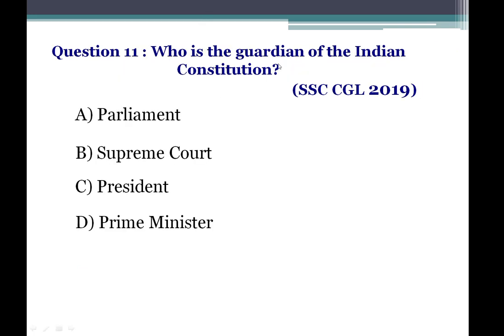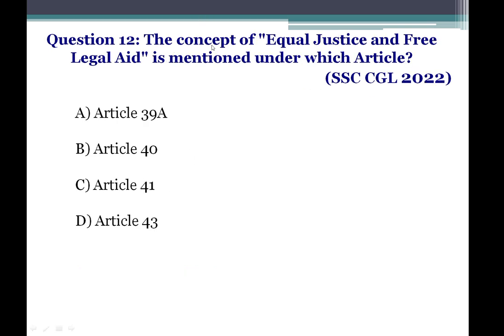Who is the guardian of the Indian Constitution? And the options are Parliament, Supreme Court, President or Prime Minister. So basically Supreme Court works as the guardian of the Indian Constitution. So the correct option is option B. The concept of equal justice and free legal aid is mentioned under which article? And the options are Article 39A, Article 40, Article 41 or Article 43. So the correct option is Article 39A, that is option A.